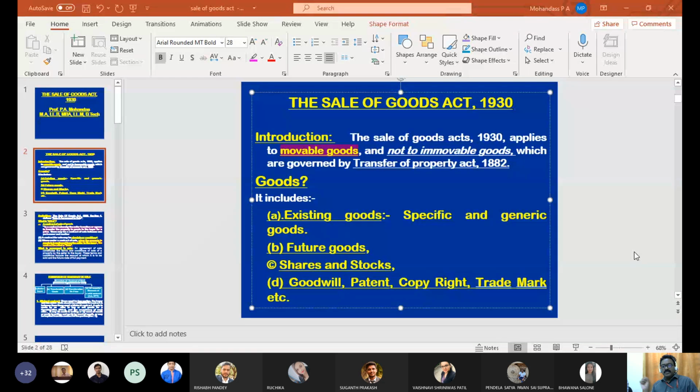Now let us see, tomorrow Vaishnavi wants to buy a motorbike, a scooter. Definitely she will go to the showroom. Definitely she will negotiate and they get into an understanding. So let us see how a sale of movable goods contract takes place now.